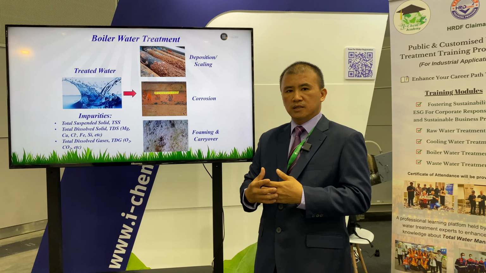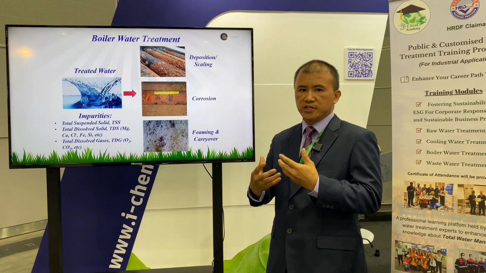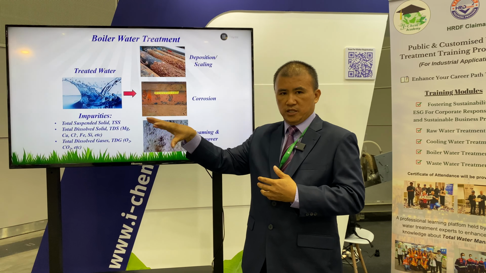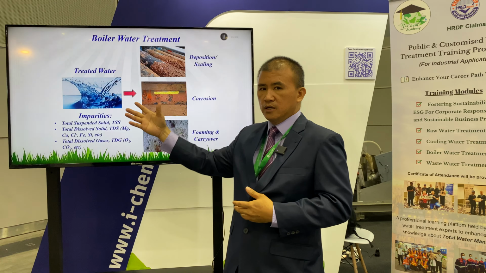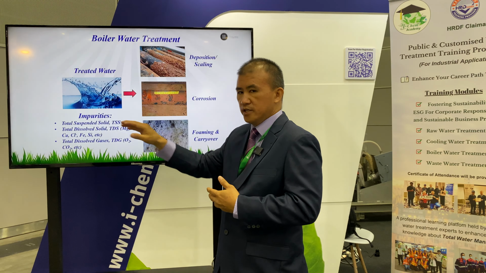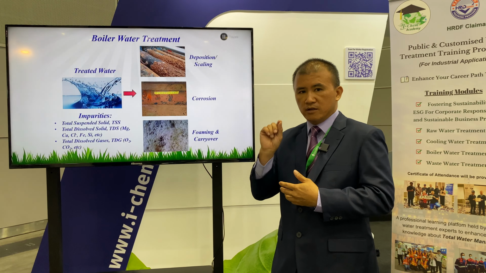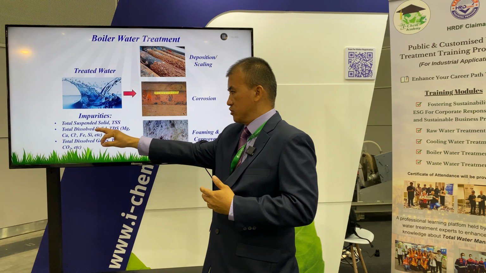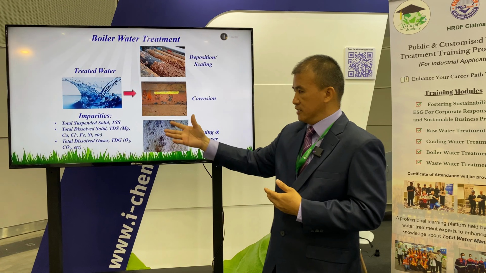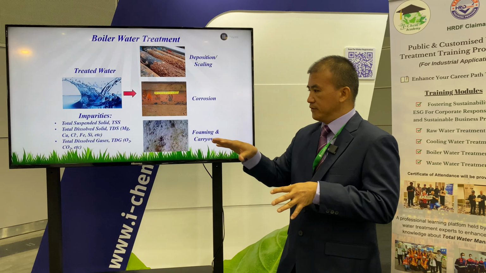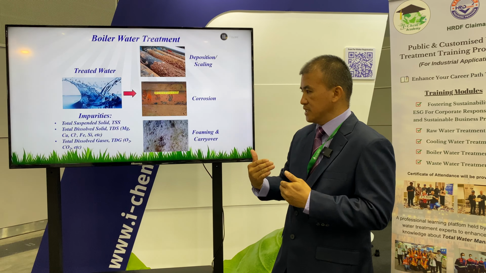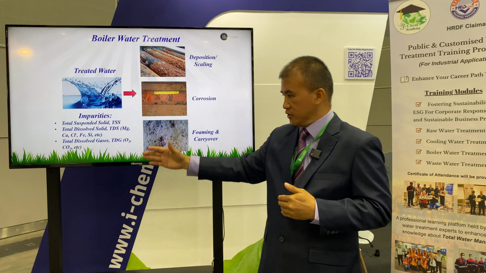For boiler water, the boiler is a machine that produces steam for industrial use. After the raw water is treated, we get clear water. But in fact, there are a lot of impurities, such as total suspended solids with very fine particles that we cannot see with the naked eye, and also dissolved solids, TDS, like magnesium, calcium, chloride, iron, and silica. All these dissolve in water. We cannot see these parameters, but we can measure them with test equipment. There is also dissolved gas content like oxygen and carbon dioxide.